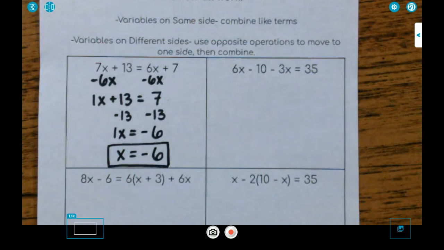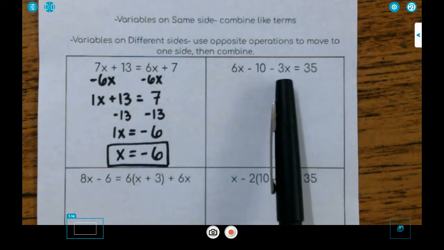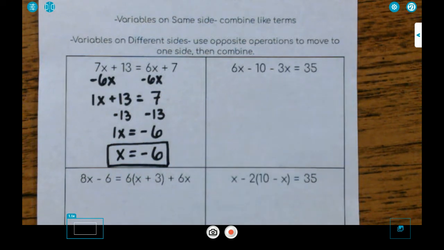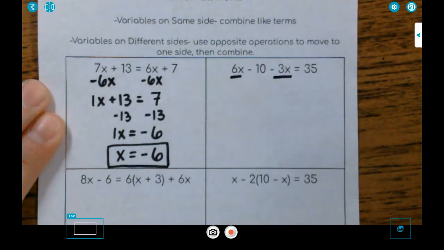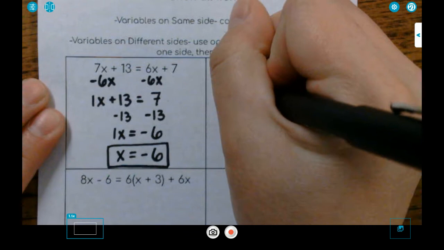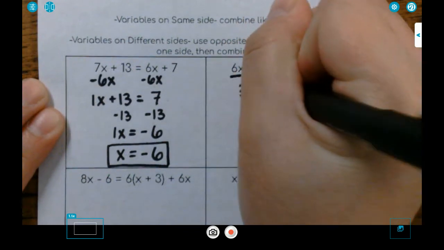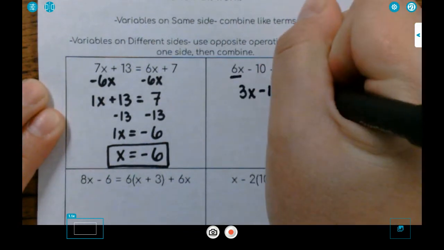Okay. The next one that we've got has variables on one side of the equation. So we've got 6x and negative 3x, but since they are both on the left side of the equation, instead of using opposite operations, we are just able to combine those. So 6x minus 3x is 3x. So now I have 3x minus 10, and that equals 35.